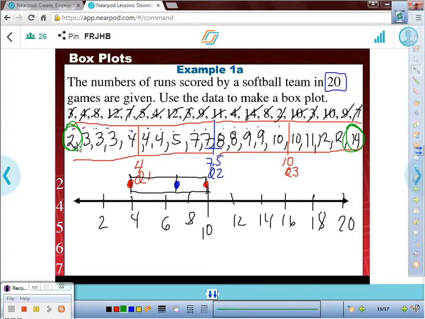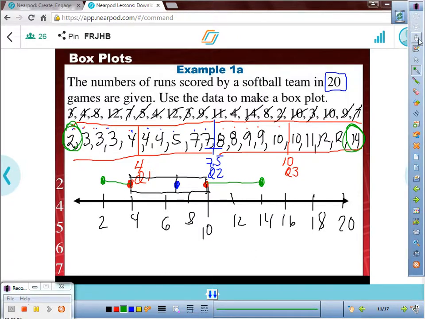So now all I need is my minimum, which is 2, and I connect that to the box, and my maximum, which is 14, and I connect it to the box. Oh, I think this is fun. It is fun. So therefore, this is what we call our box plot or box and whiskers. Now, they call it box and whiskers, look up, because we have a box and we have a whisker to the left and a whisker to the right. Everybody with me?